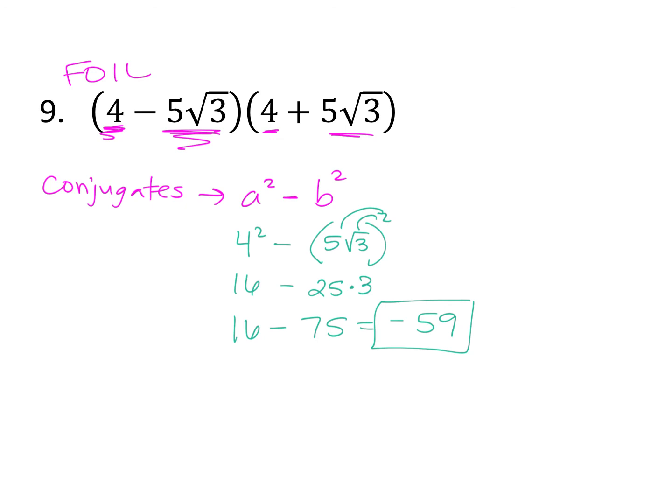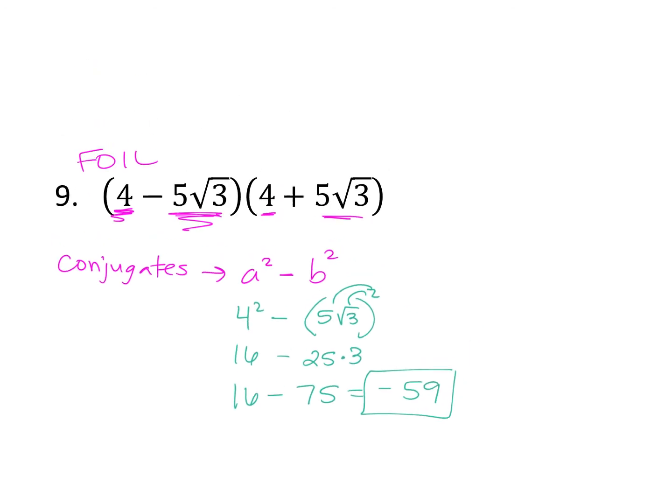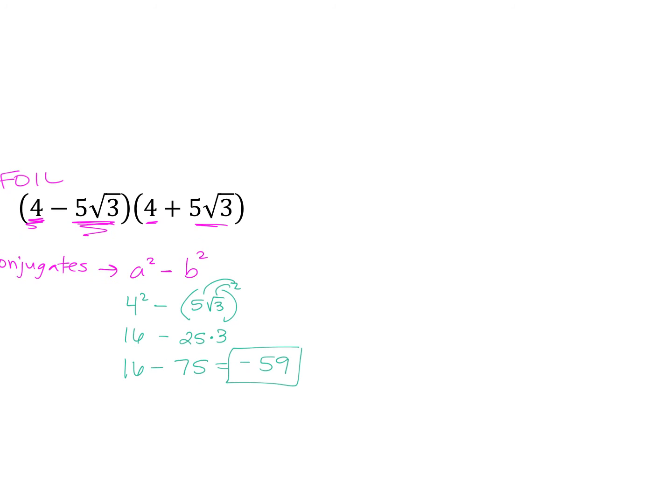Do you want to see how you do it, FOILing it instead? This was your question, right? Okay, let's FOIL. So if you were to FOIL this, it would be the first. So 4 times 4 is 16. The outside, so that's a positive 20 rad 3. The inside, 4 times a negative 5 rad 3 would be a negative 20 rad 3.